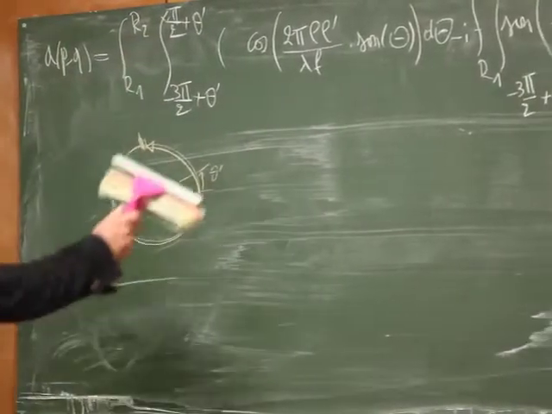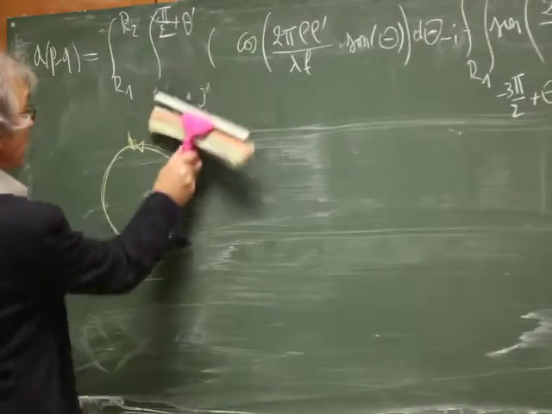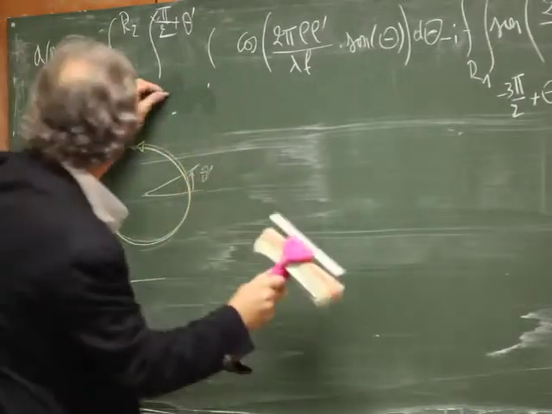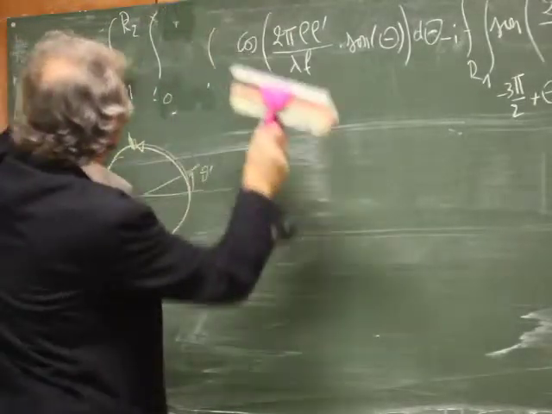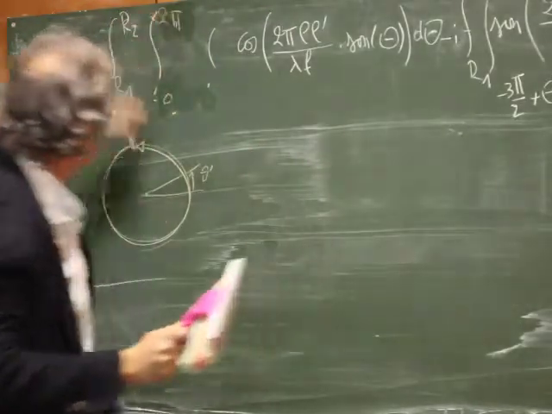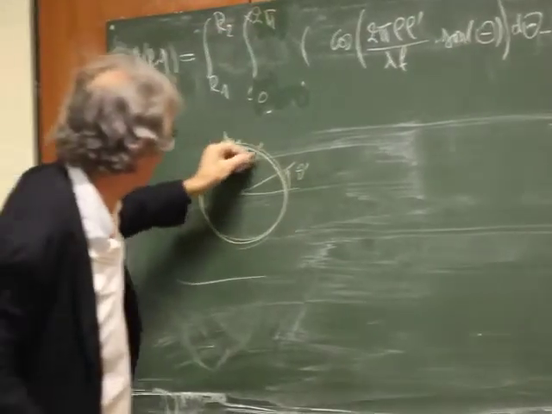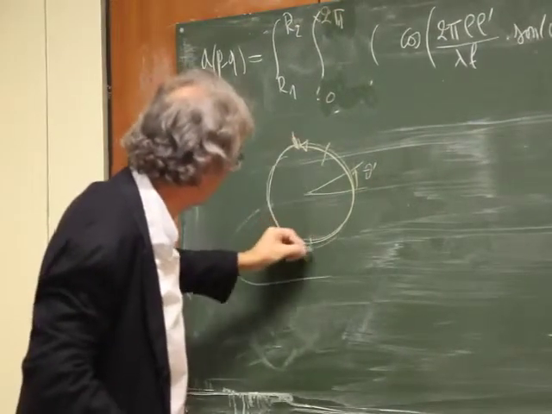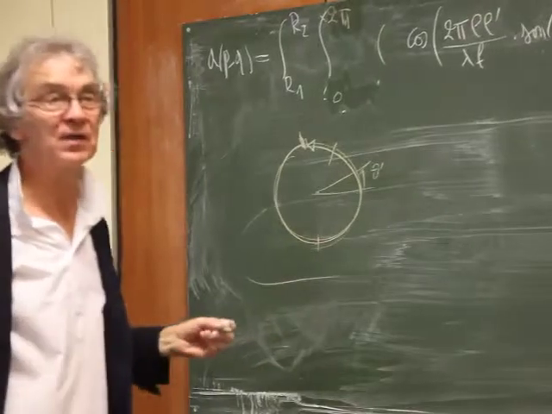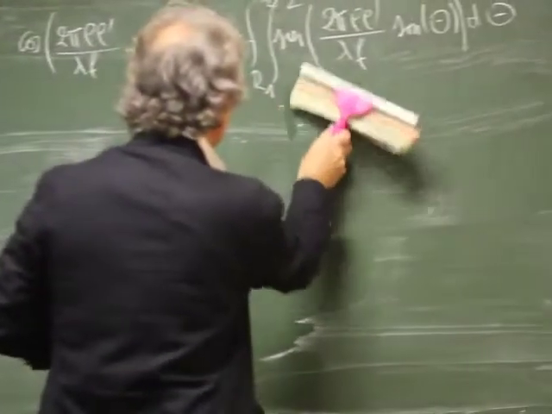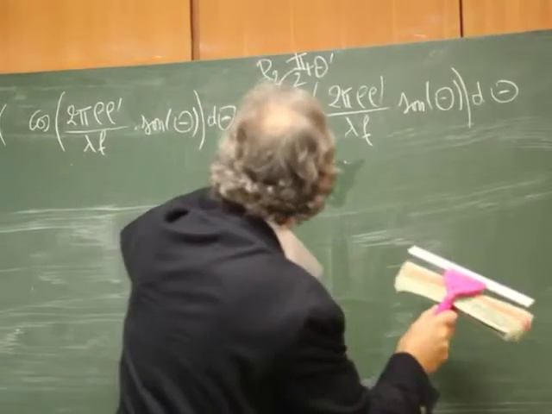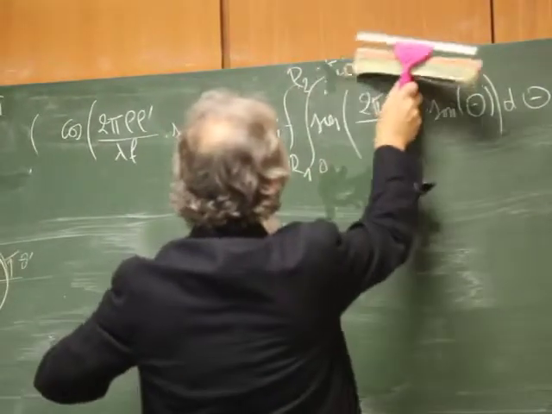It means that here, look what I do. I take here 0, and here I just write 2 pi, because it doesn't depend. If I start here and integrate there, or start here and integrate there, it's exactly the same. So I do the same here. So it will be from 0 to 2 pi.